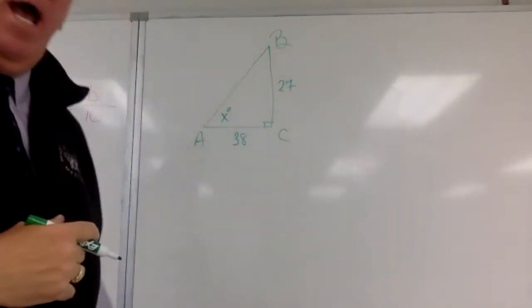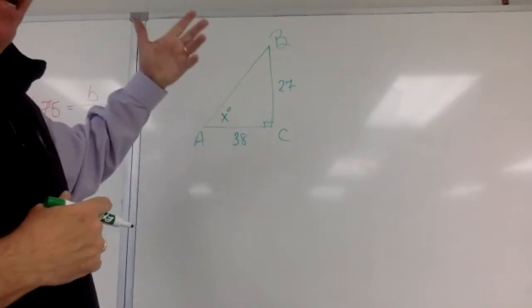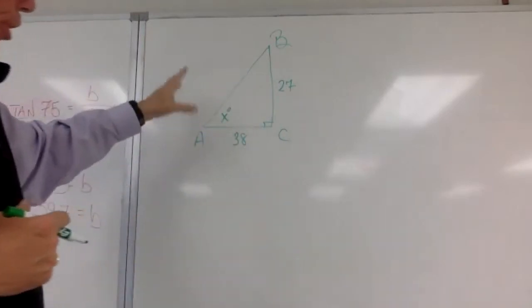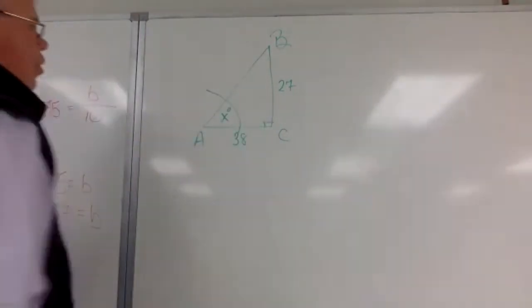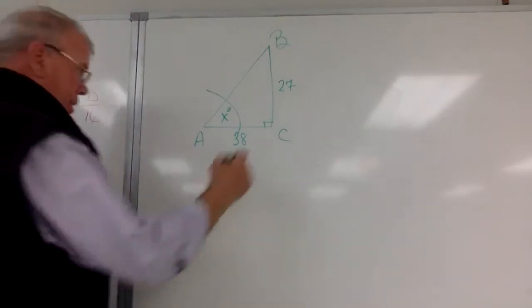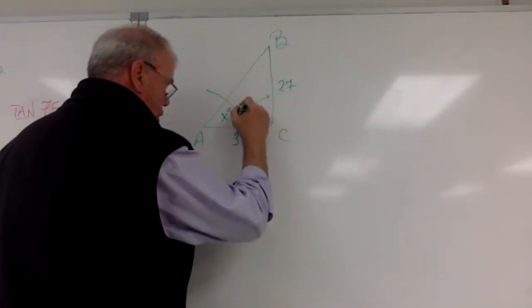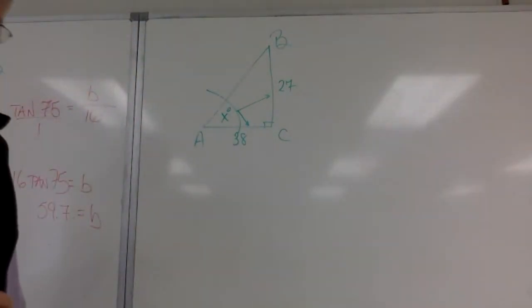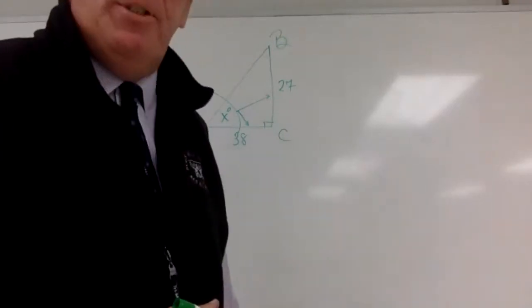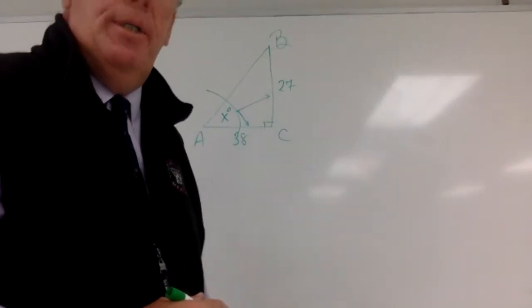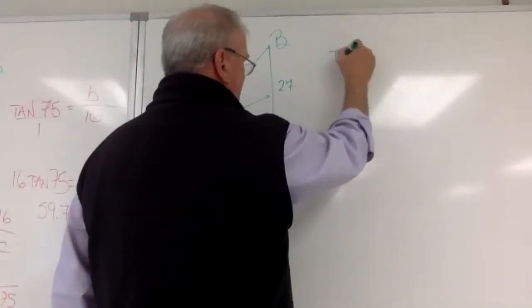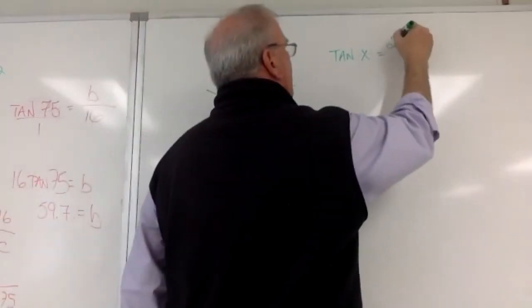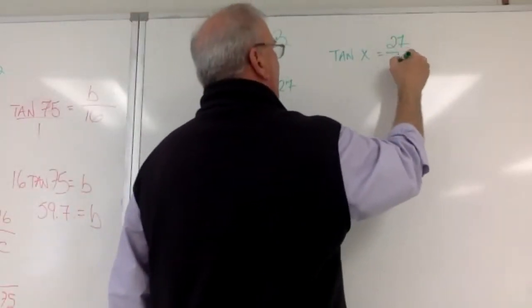All right? I'm trying to find an angle. I'm not trying to find a side, so the Pythagorean theorem doesn't do me any good, right? So I'm going to use a trig ratio. Well, what two sides did they give me? Opposite over adjacent. What's the opposite over the adjacent? It's tangent. So the tangent of angle X has to be equal to 27 over 38.